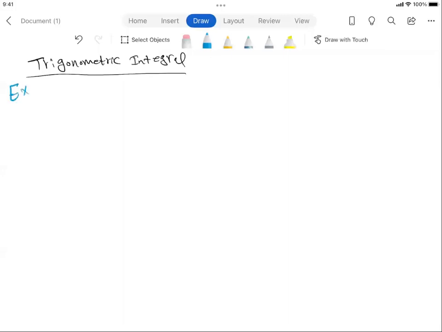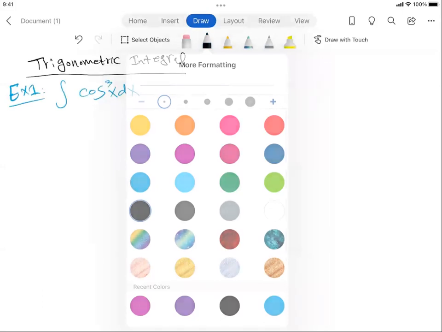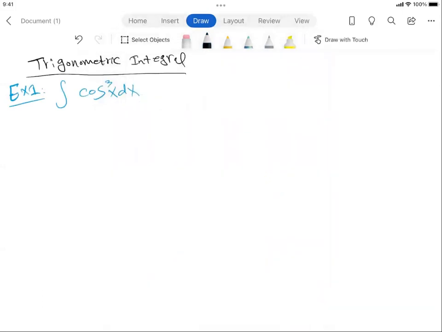Our first example is the integral of cosine cube of x dx. So let me remind you of the most basic trig identity, which is sine square of x plus cosine square of x equals 1. So we will be utilizing this identity.